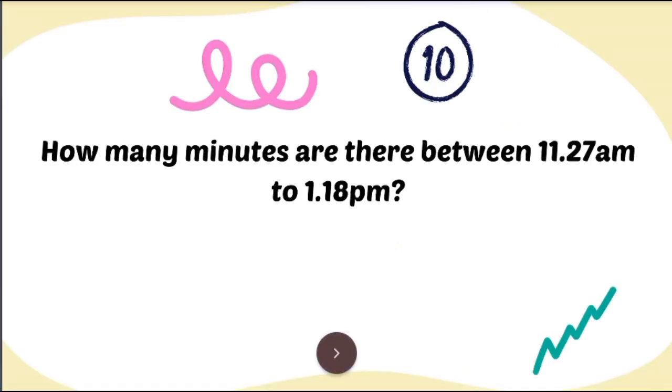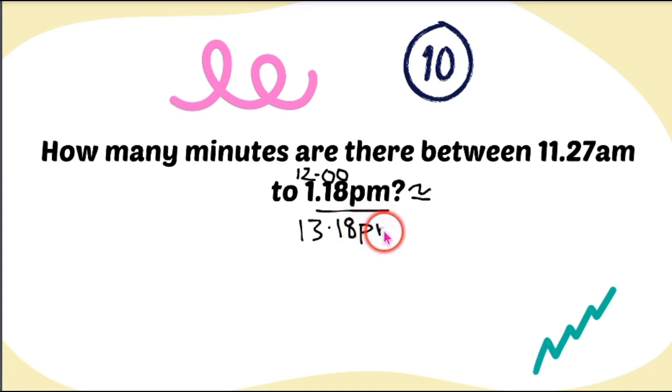Question 10, the last one. How many minutes are there between 11:27 a.m. and 1:18 p.m.? Alright, so this is a 12-hour clock, p.m., a.m., and all that. So you have to always change your p.m. to the 24-hour time. So you have to add 12 hours to this, 12:00, and that will give me 13:18.